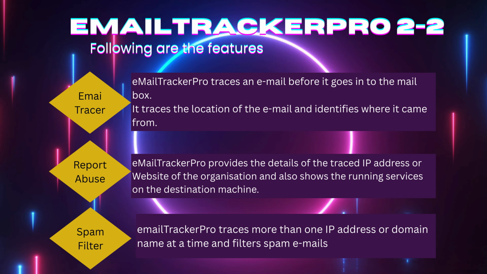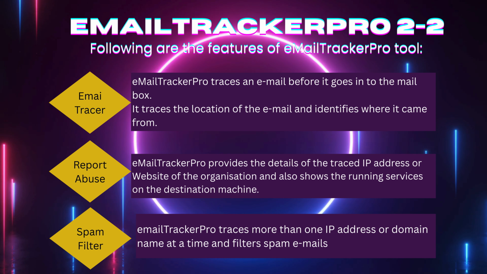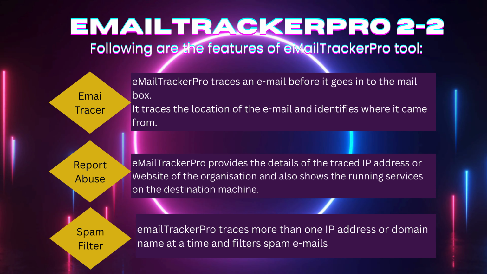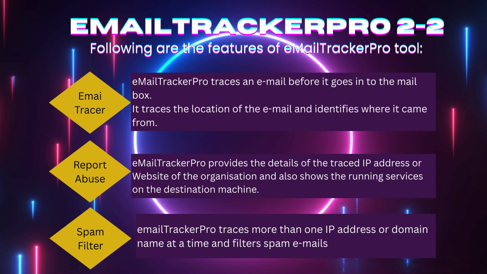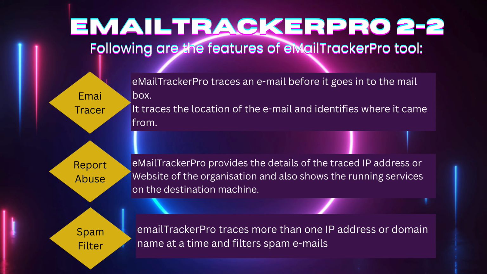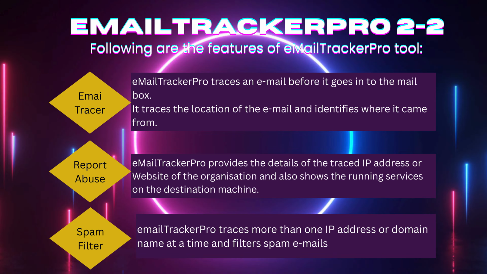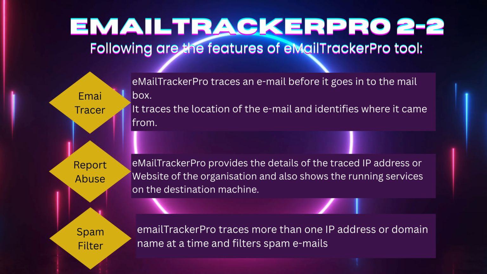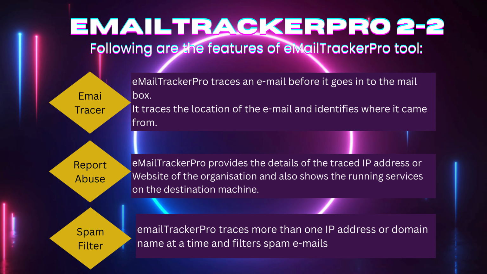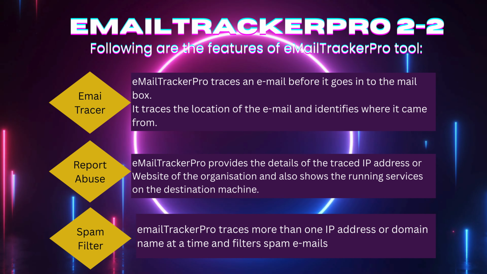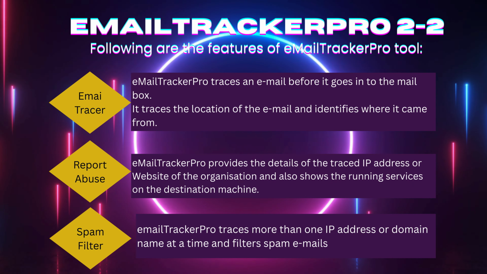Email Tracker Pro 2-2. Following are the features of Email Tracker Pro tool. Email Tracer. Email Tracker Pro traces an email before it goes into the mailbox. It traces the location of the email and identifies where it came from. Report abuse. Email Tracker Pro provides the details of the traced IP address or website of the organization and also shows the running services on the destination machine. Spam filter. Mail Tracker Pro traces more than one IP address or domain name at a time and filters spam emails.